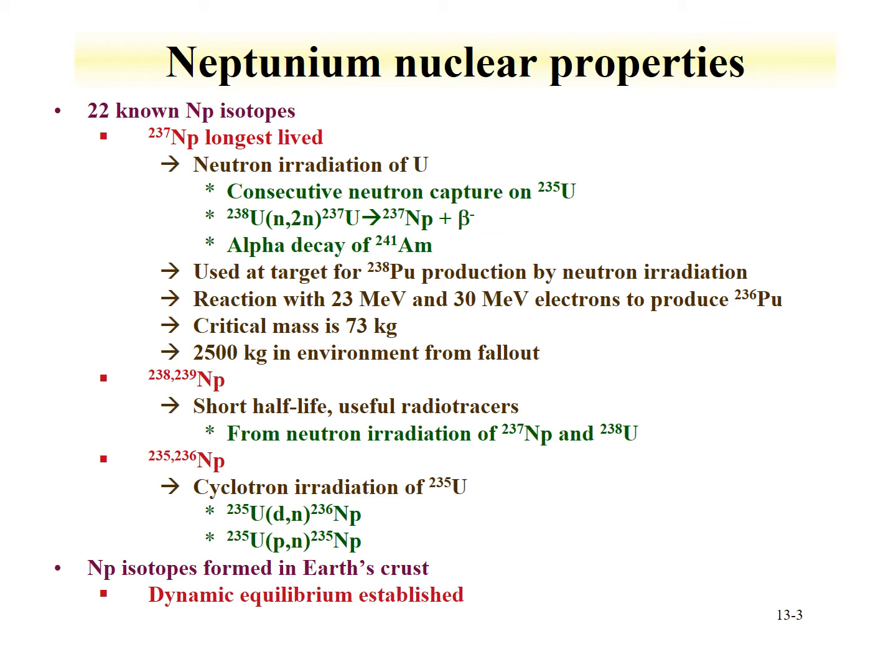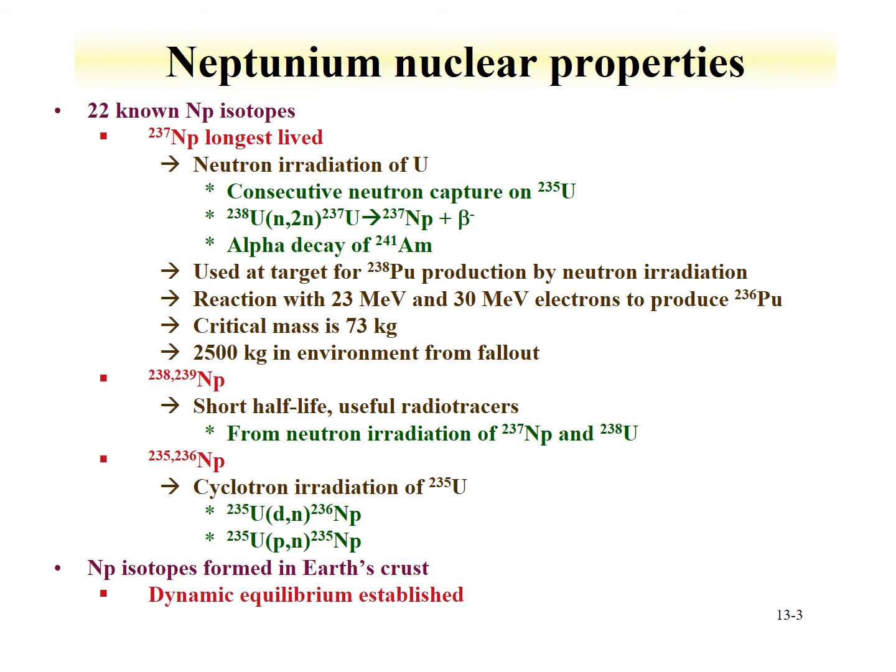Neptunium has 22 known isotopes. The longest lived is the Neptunium-237 isotope, which can be produced two ways in the nuclear fuel cycle. One is consecutive capture on uranium-235. Uranium-235 captures a neutron, and instead of fissioning, in a smaller percentage of the time, it'll capture and become uranium-236.